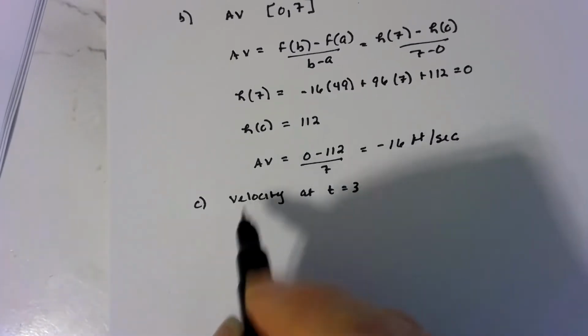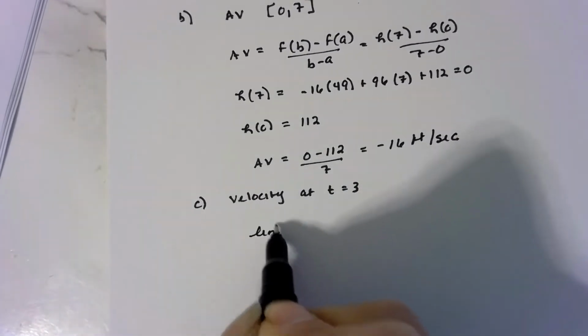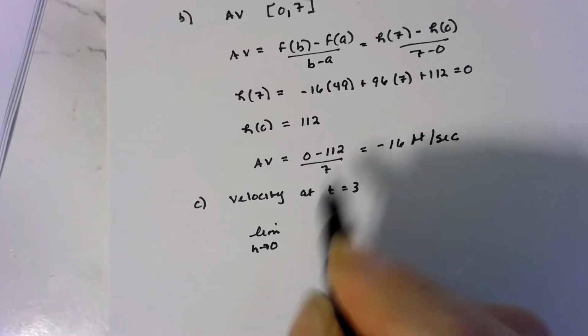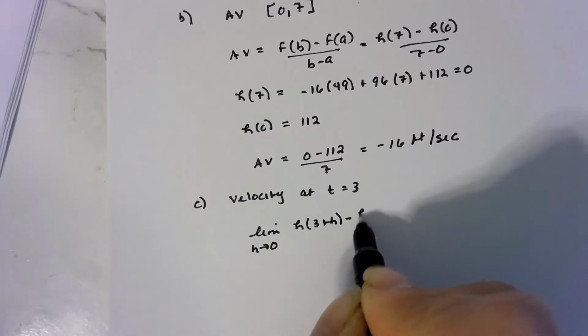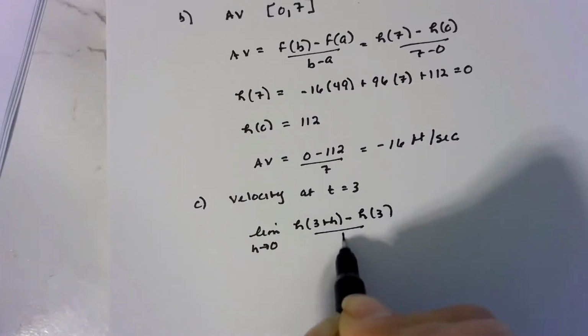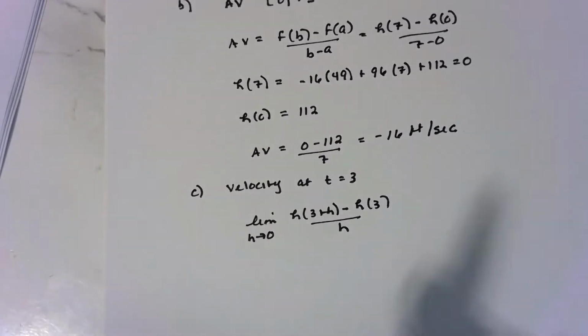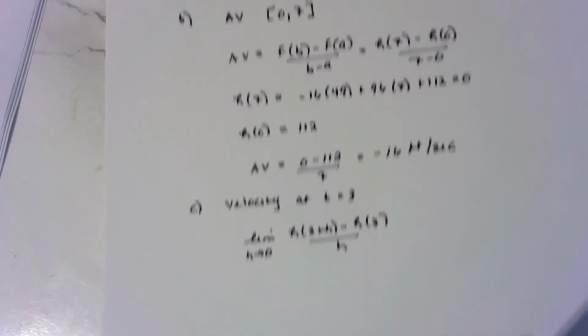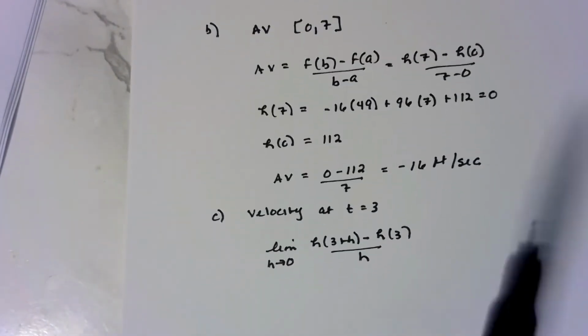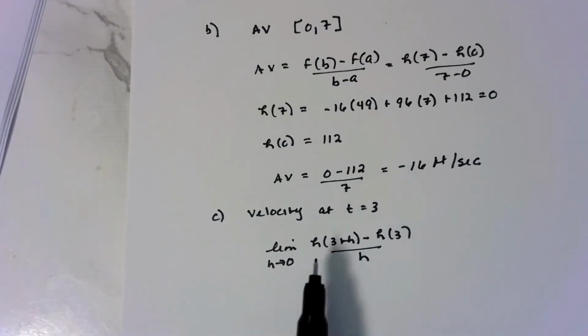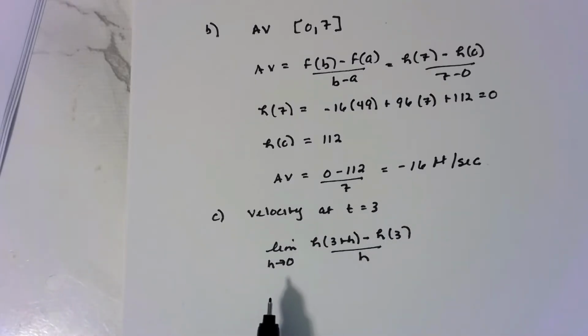Yikes. That means I have to find the limit as h approaches 0 of h of 3 plus h minus h of 3, all over h. Now don't let the function's name being h bother you. Remember, here it is, h of t. If that bothers you, it shouldn't. You could change those to f's if you want to. It's no big deal, it's just notation.